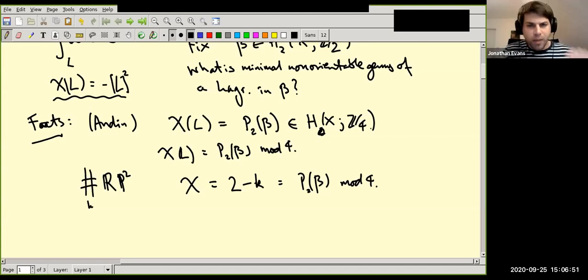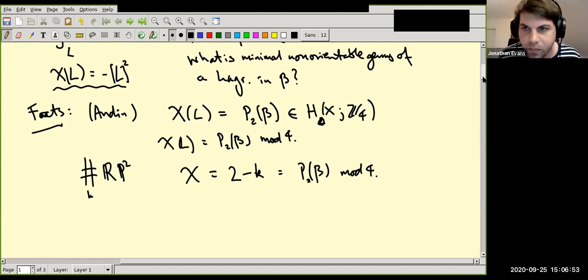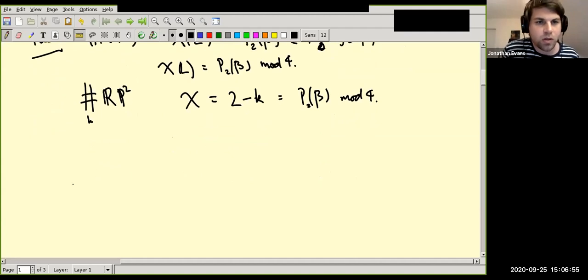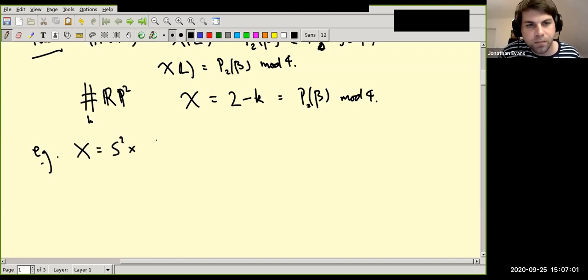Okay, so let me just do an example. So I want to do X is S2 times S2. Because I can't see or hear anyone, I want a bit of audience participation. How many Z mod 2 homology classes are there in X? What is H2 of X? Shout out the answer.